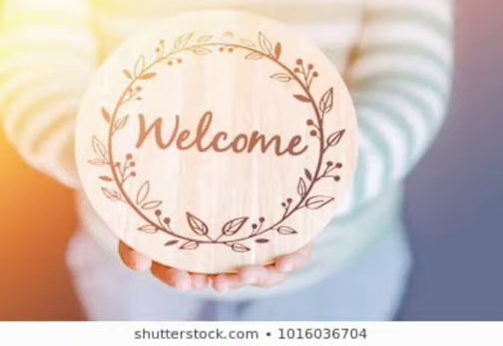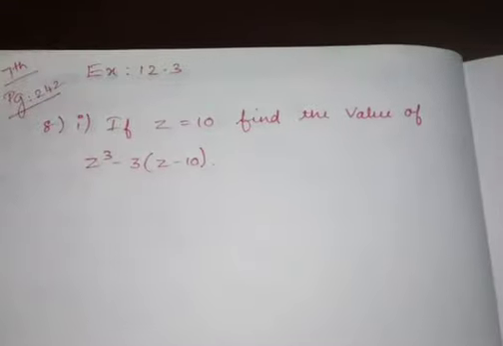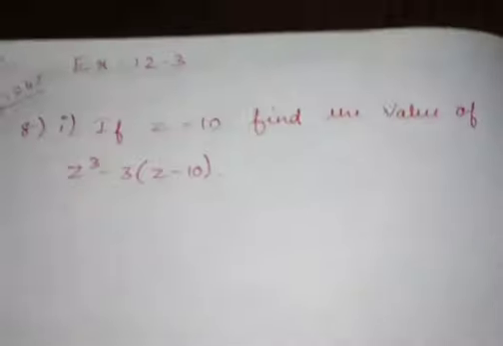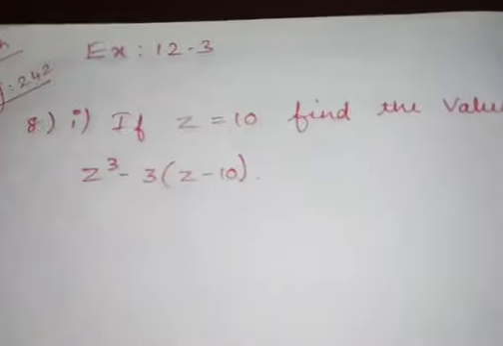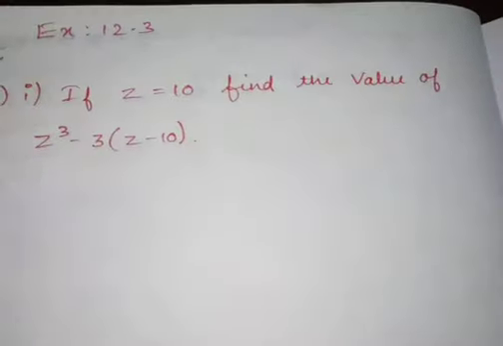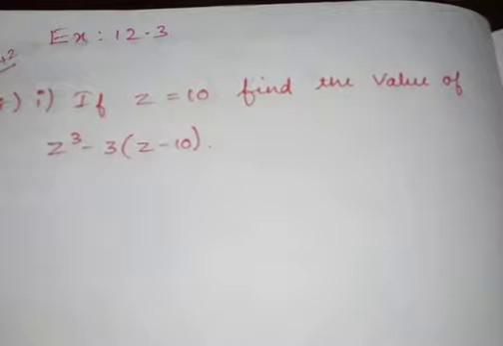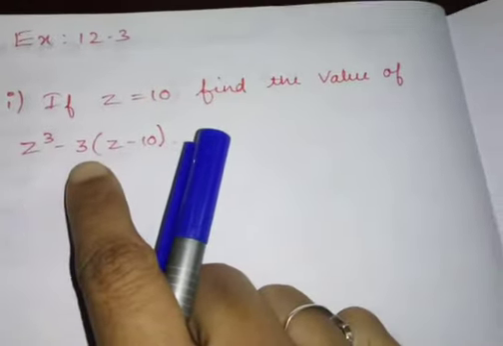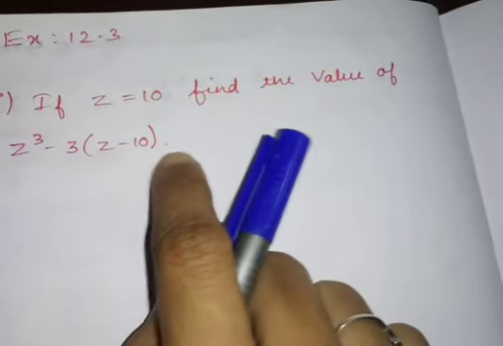You can take page number 242 in your NCERT textbook. I hope you all have taken page number 242. From the 8th problem, we have to do it today. So, 8th problem, first subdivision. If z is equal to 10, find the value of z cube minus 3 into z minus 10.